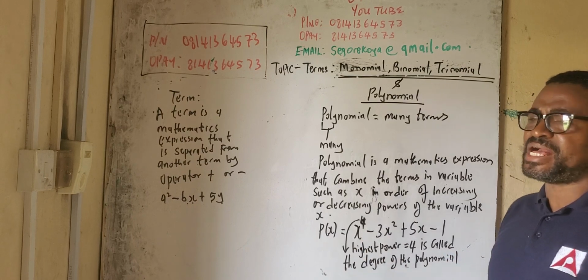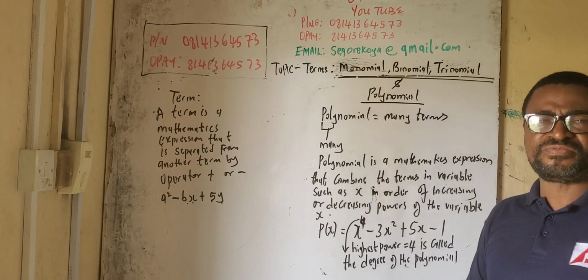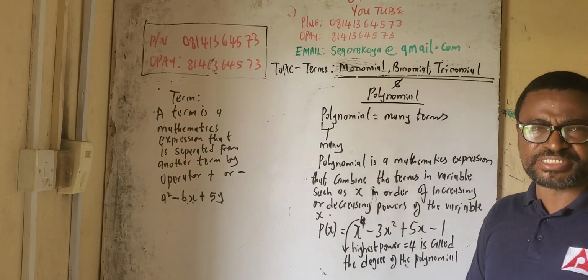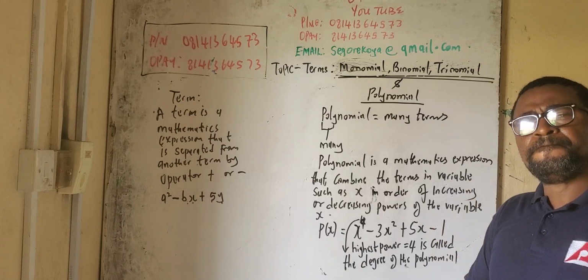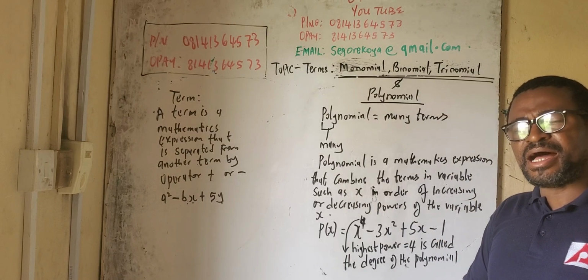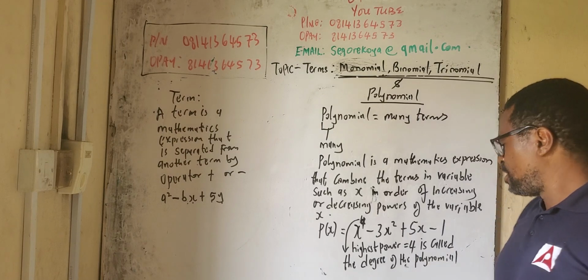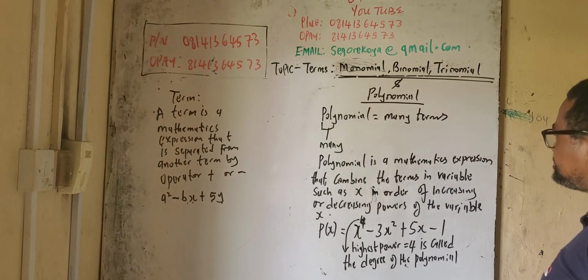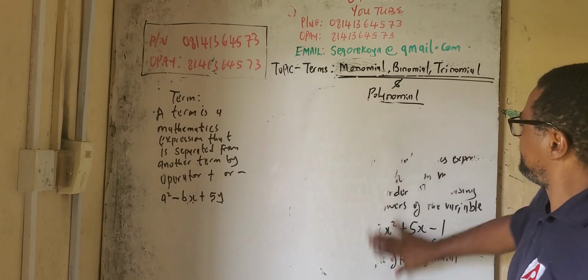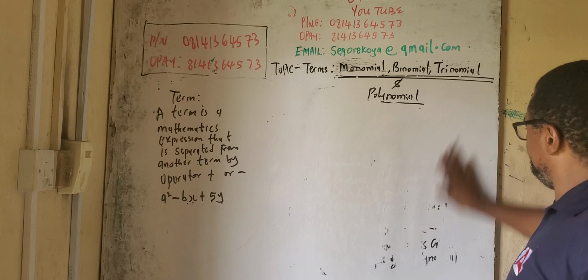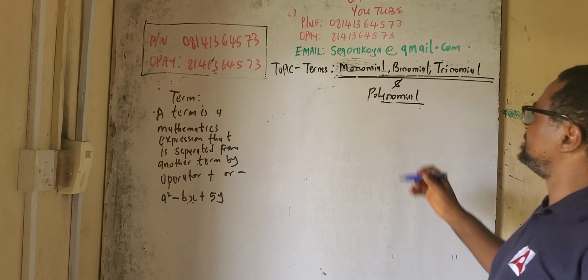So a polynomial may have powers of x, n number of times. It can have x raised to power 20, or x raised to power 40, but the power of x must be a positive integer. It must not be negative. What do I mean by that is this. The power of x must not be negative.